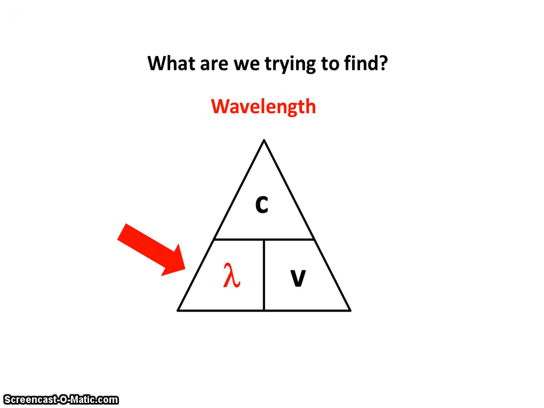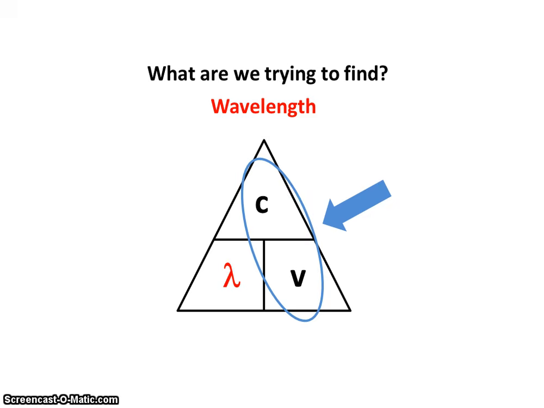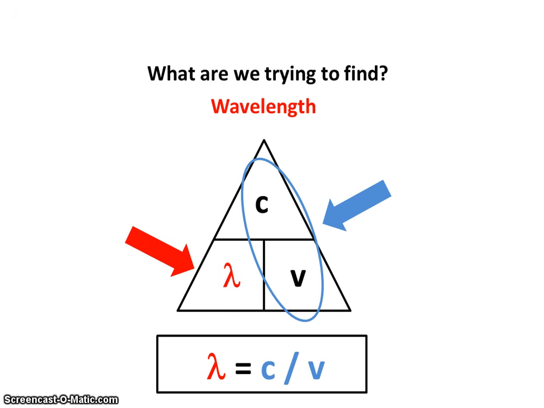On the other hand, if we are trying to find the wavelength, or lambda highlighted in red here, again we have to look at the variables left behind, highlighted in blue, and all we have to do is draft again the equation as lambda equals C over ν, because in the triangle C is on top of ν.